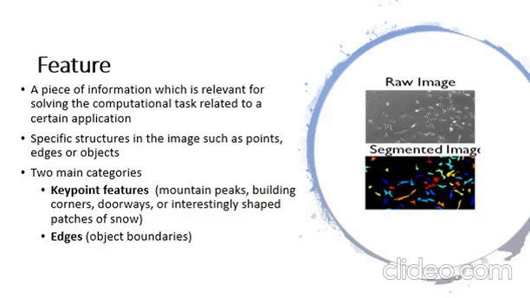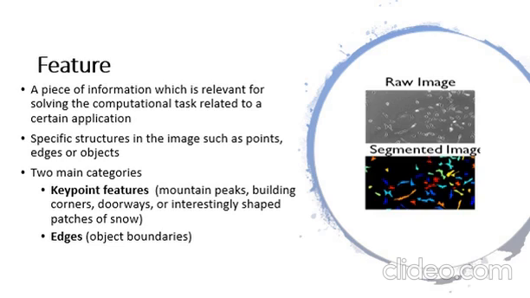Feature. What is a feature? A feature is a piece of information which is relevant for solving the computational task related to a certain application. Features may be specific structures in the image, such as points, edges, or objects. Features may also be the result of a general neighborhood operation or feature detection applied to the image. The features can be classified into two main categories.